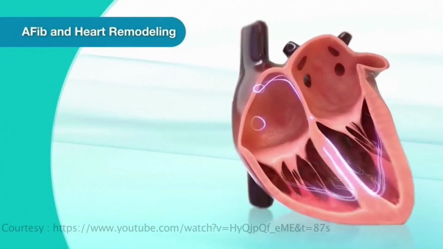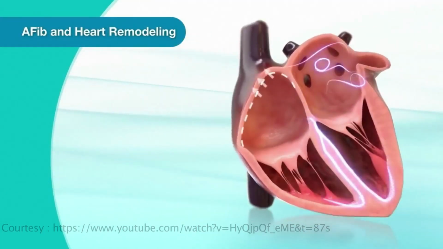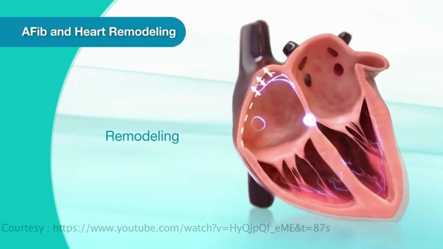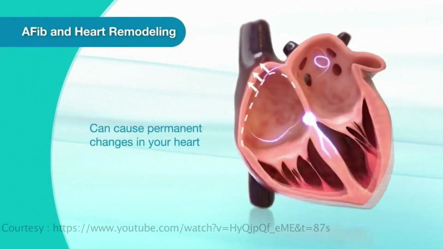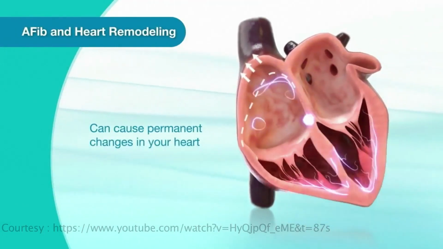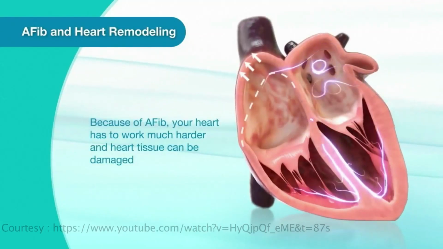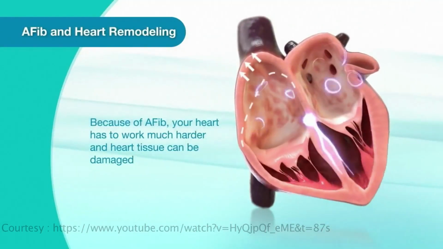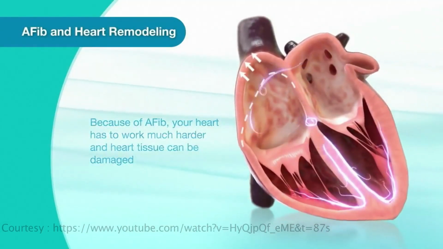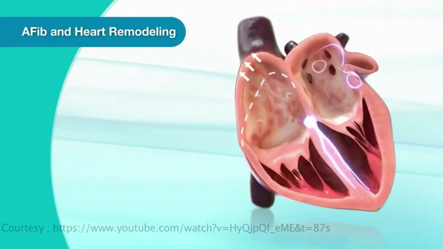If left untreated, AFib can change the size and even the shape of your heart through a process called remodeling. Remodeling can cause permanent changes in your heart in a very short amount of time, potentially just a few days. Because of AFib, your heart has to work much harder, and heart tissue can be damaged. Notice how the heart increases in size and its walls thicken.